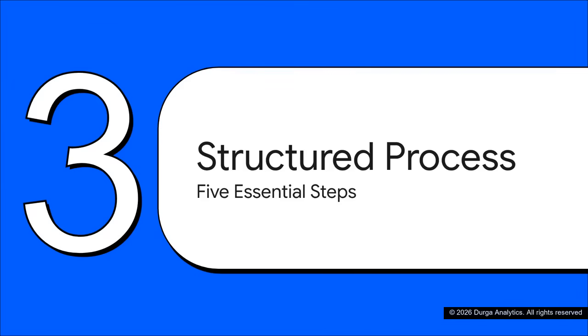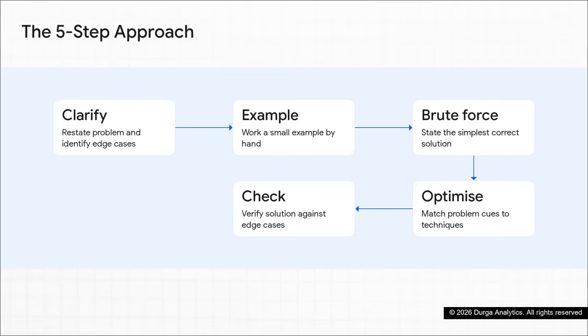All right, Section 3, Structured Problem-Solving Process. The 5 essential steps you need. Look, beyond just pattern matching, you need a psychological safety net to keep you from freezing up under pressure. We use a 5-step structured process. Step 1, clarify the inputs and edge cases. Step 2, example. Work a small example out by hand. Step 3, brute force. Just state the simplest, obvious, correct solution. Step 4, optimize, using that cue to technique map we just talked about. And Step 5, check. Always verify against those edge cases before you declare you're done.